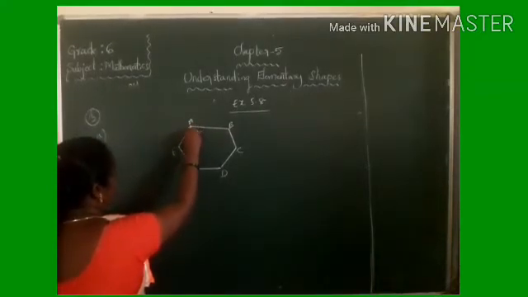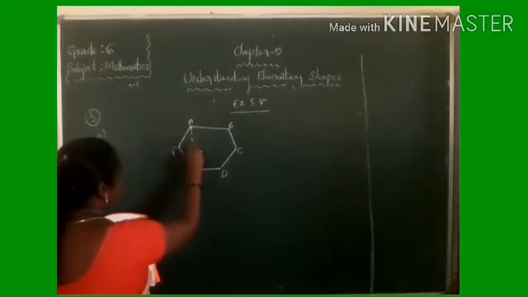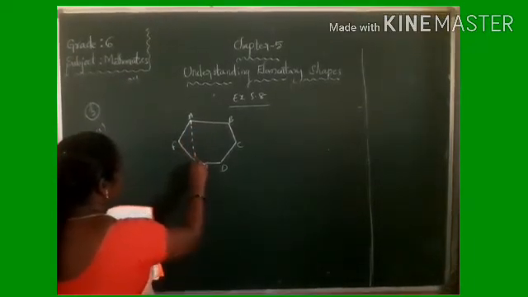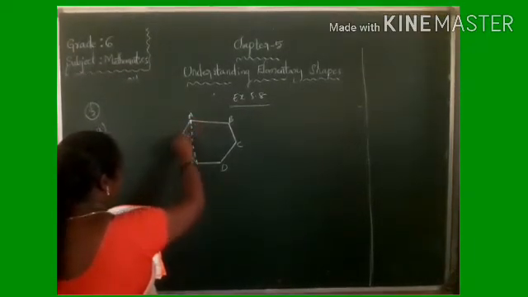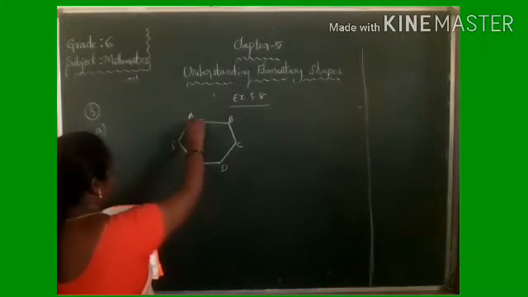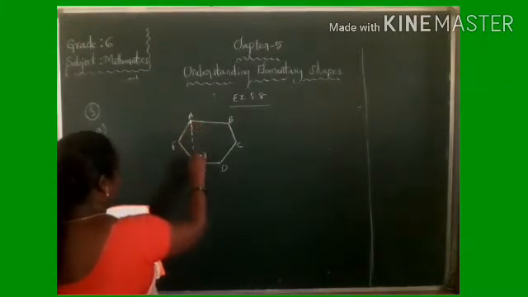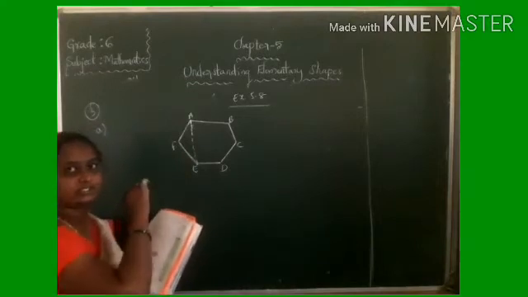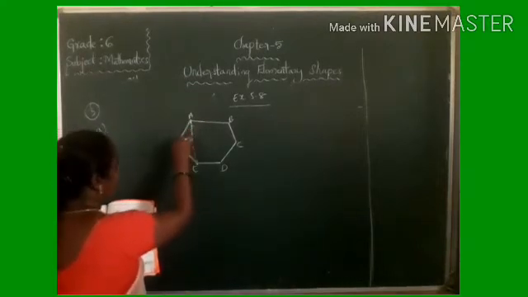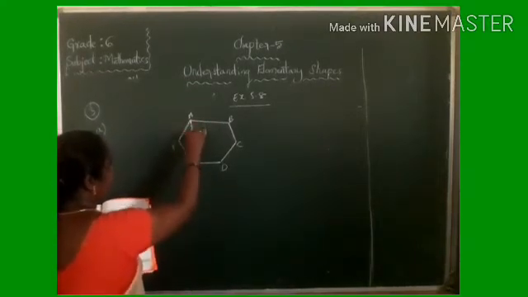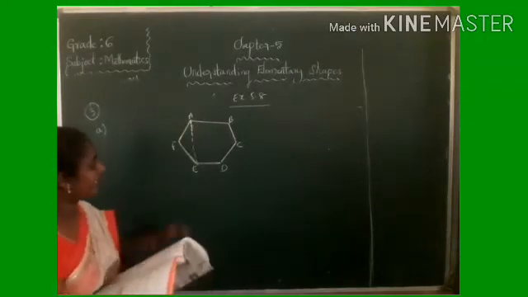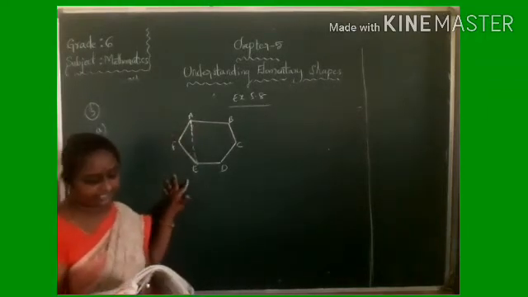So now I am taking vertices A to E. Here the vertices are joined by a line segment. Okay, so now I have drawn one triangle. What is the name of this triangle? Yes, that is triangle AFE.